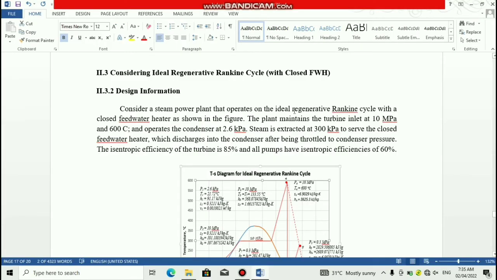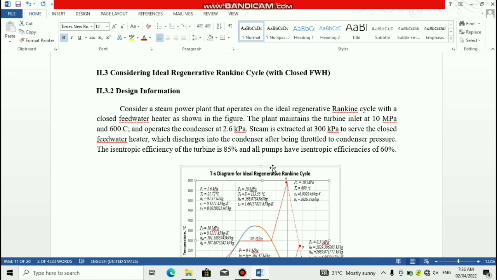Consider a steam power plant that operates on the ideal regenerative Rankine cycle with a closed feed water heater as shown in the figure. The plant maintains the turbine inlet at 10 MPa and 600 degrees Celsius and operates the condenser at 2.6 kPa. Steam is extracted at 300 kPa to serve the closed feed water heater, which discharges into the condenser after being throttled to condenser pressure. The isentropic efficiency of the turbine is 85%, and all pumps have isentropic efficiencies of 60%.